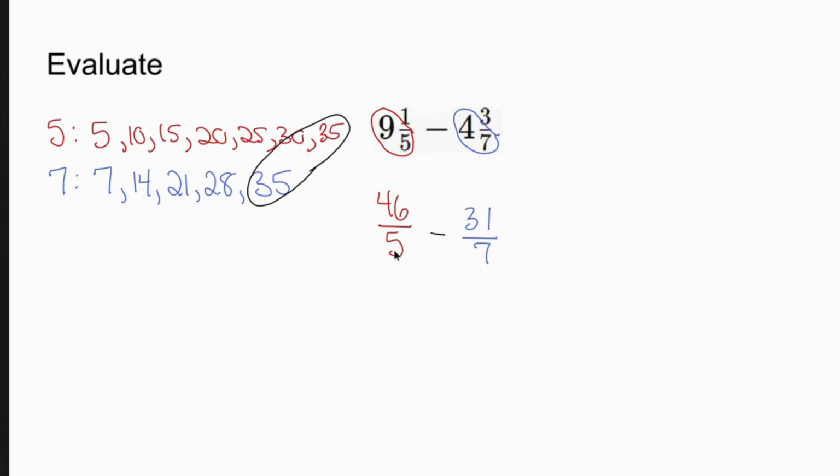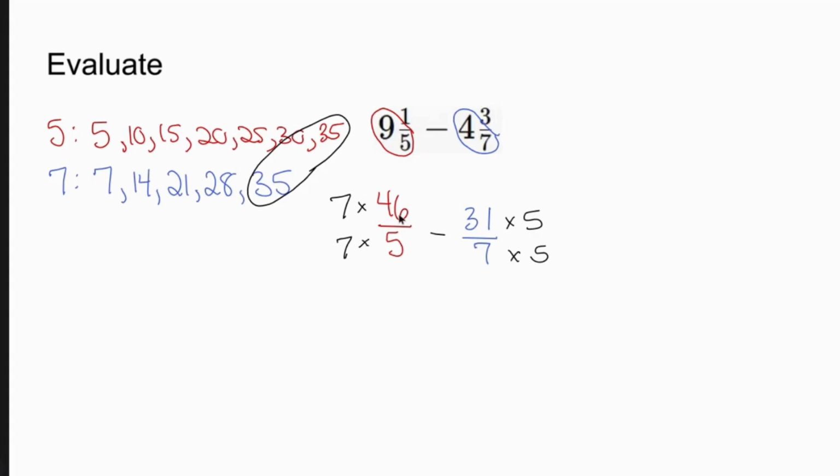Now I need to turn 5 and 7, both of them, into 35s. How can I turn a 5 into 35? Multiply it by 1, 2, 3, 4, 5, 6, 7. So if I'm going to multiply the 5 by 7, I have to multiply the 46 by 7 too. And that's not going to be pretty. We'll deal with that when we have to deal with that. Now I have to turn 7 into a denominator of 35, and I do so by multiplying by 1, 2, 3, 4, 5. So multiply both of them by 5.